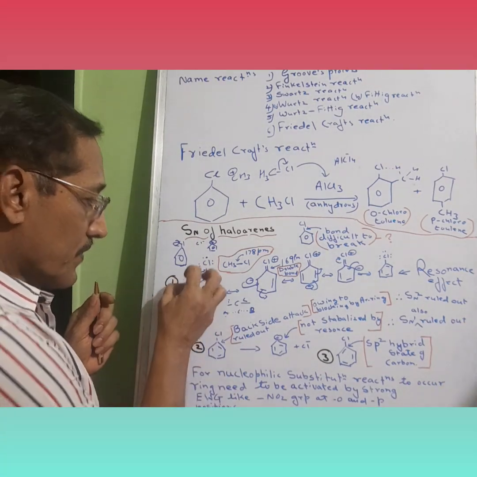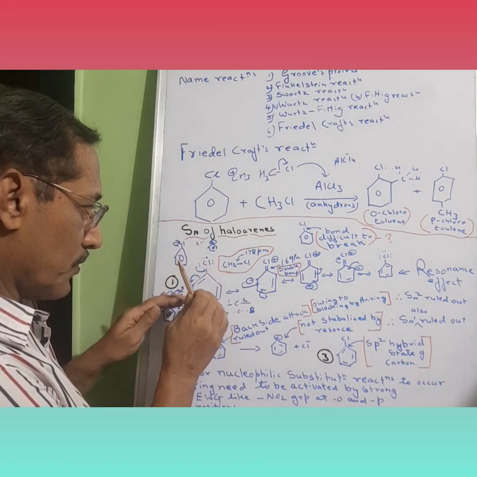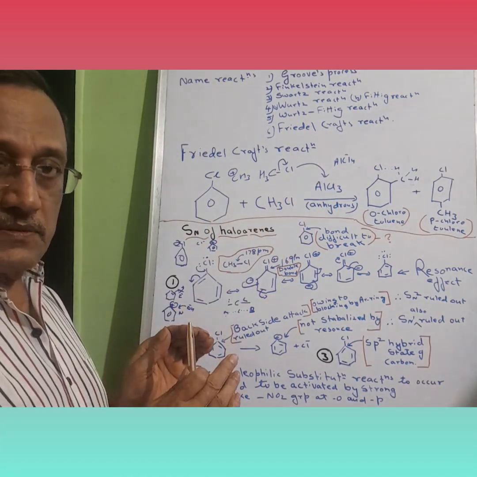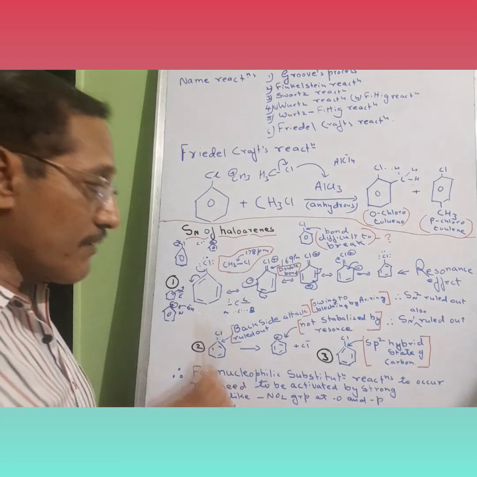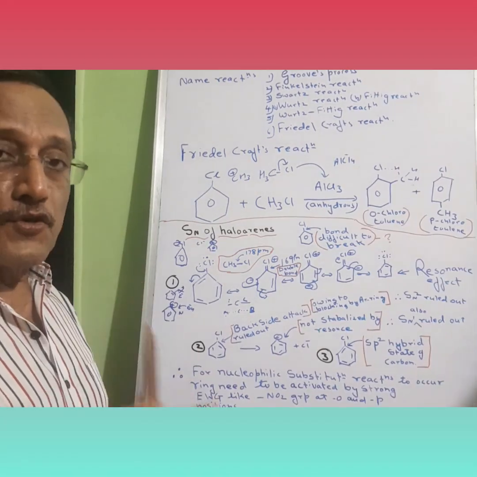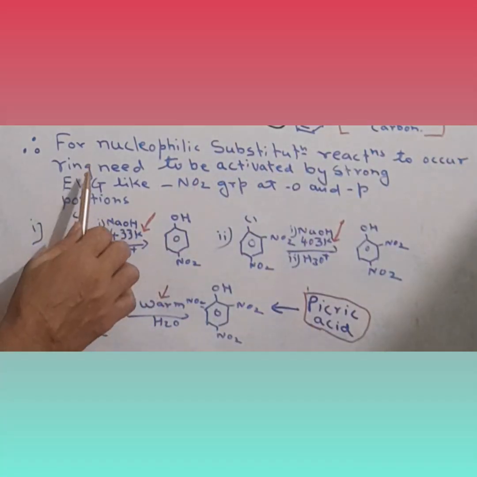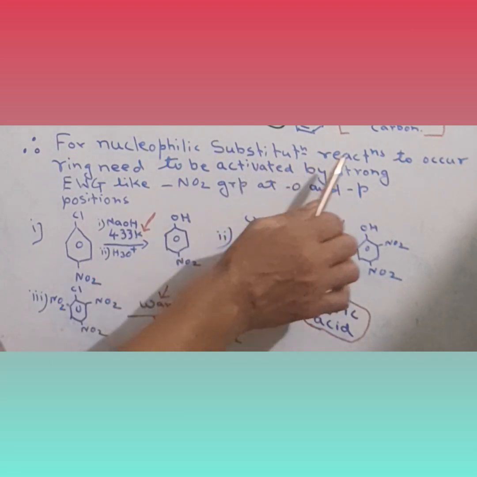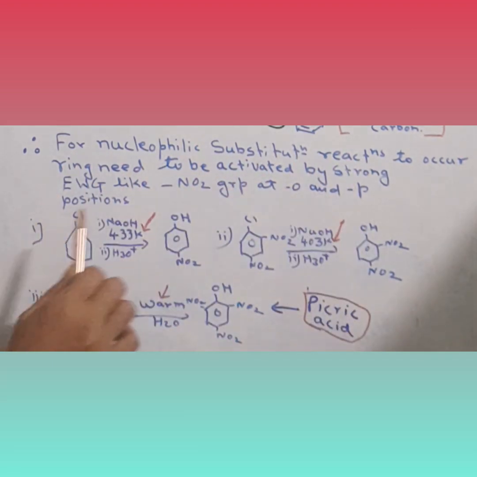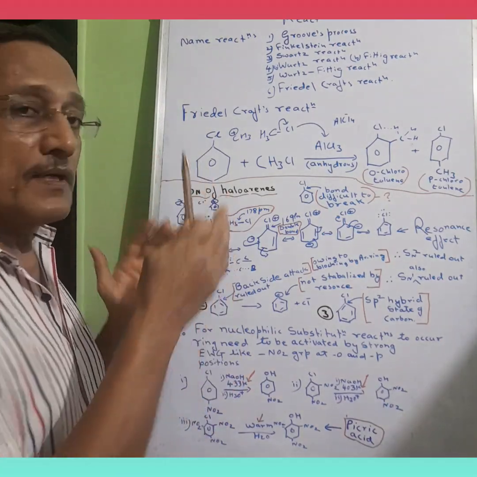Activate in the sense, this bond has to be shifted towards the aromatic ring, so that Cl goes out. Alright, so how does that happen? That happens by introducing some highly electron withdrawing group. Alright, so let's read it out. For nucleophilic substitution reaction to occur, ring needs to be activated by strong electron withdrawing like NO2 group at ortho and para positions. So let's try and understand how can we make impossible possible.